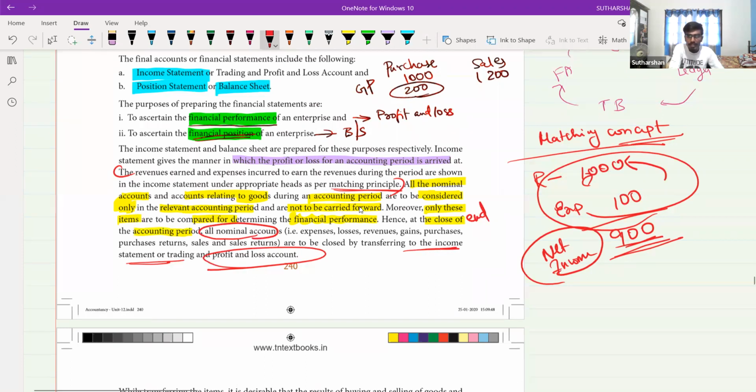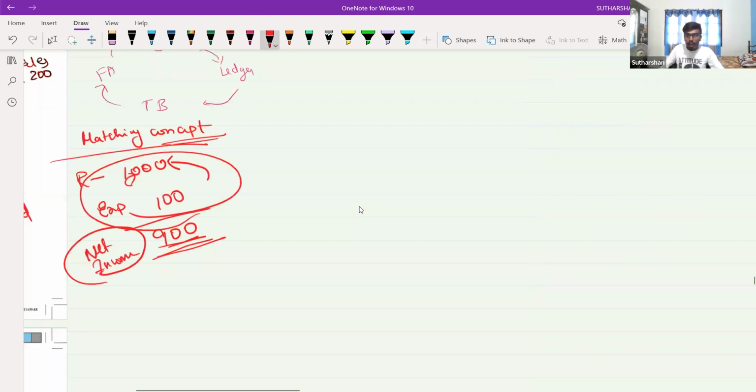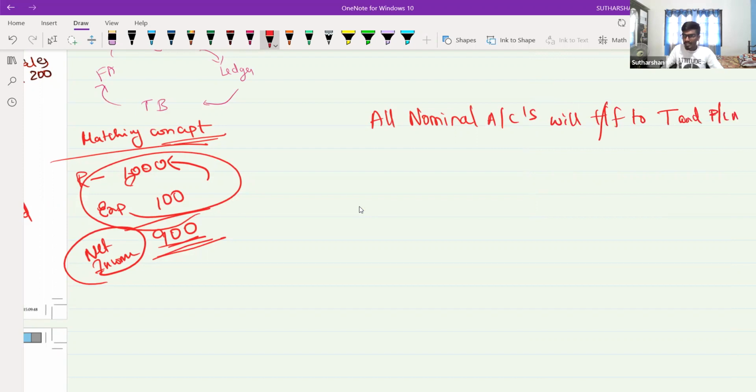I need to make a statement here. Write this, and you also need to copy it down. All nominal accounts balance will be transferred to the trading and P&L account.